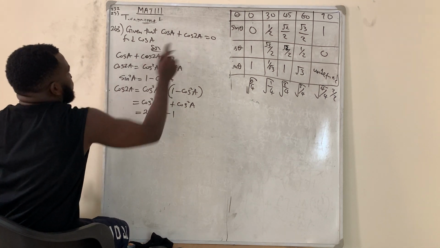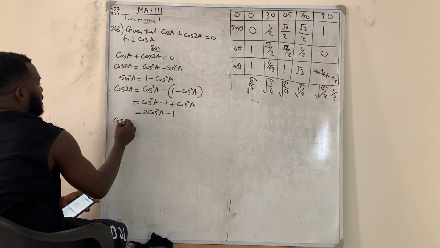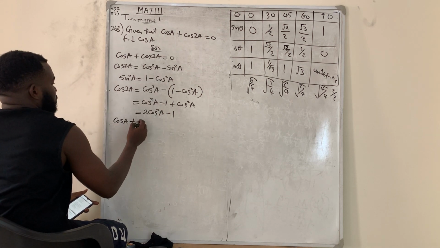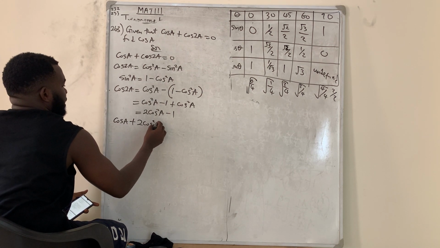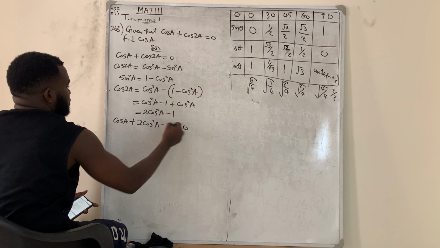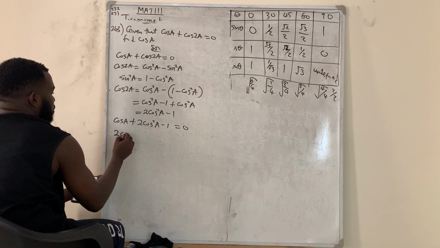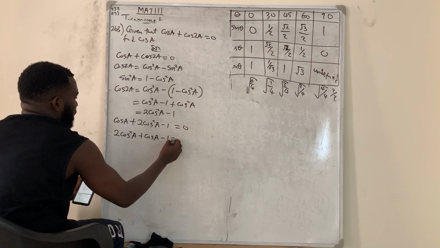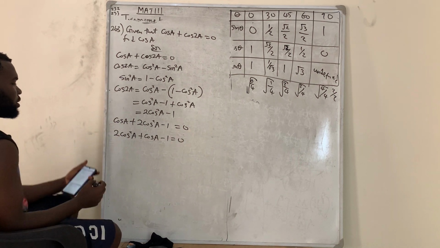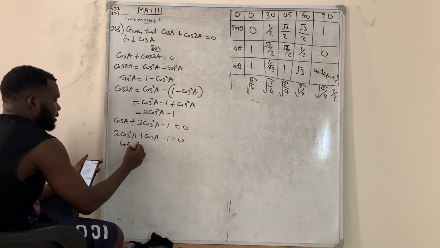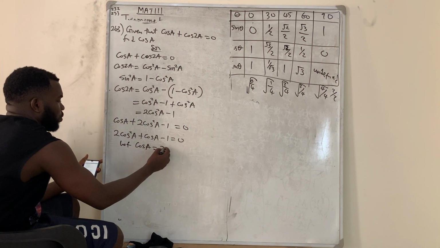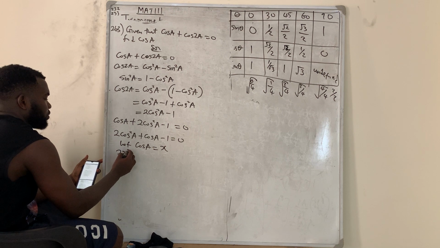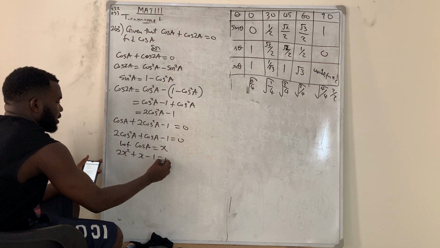So put it back in your equation. Instead of cos 2A, I'm going to put 2 cos squared A minus 1, so cos A plus 2 cos squared A minus 1 is equal to 0. Arrange it very well to have 2 cos squared A plus cos A minus 1 is equal to 0. So this is a quadratic equation. Let cos A be equal to x, to have 2x squared plus x minus 1 is equal to 0.